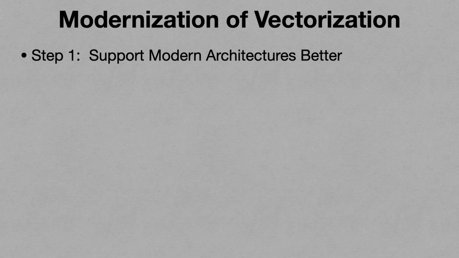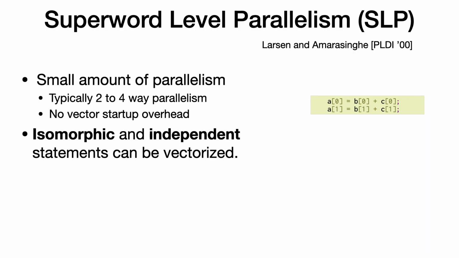So the question is, can we do better? When you have modern, newer architecture features, can we do compilers better? This is where superword level parallelism came in. This is some of the early work that I did about 20 years ago. The observation there is that we only need a small amount of parallelism to get these machines going, and you can get that parallelism by not looking at the entire loop but just the loop body. What you can do is look at instructions that are isomorphic and independent, make instruction packs, and vectorize them.